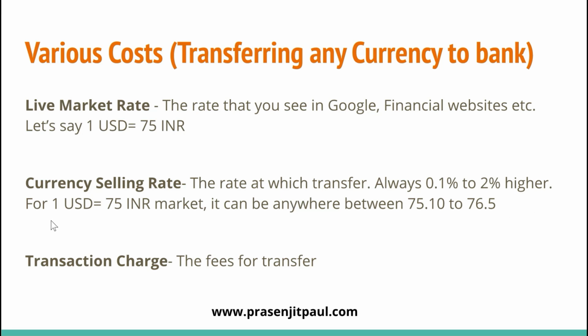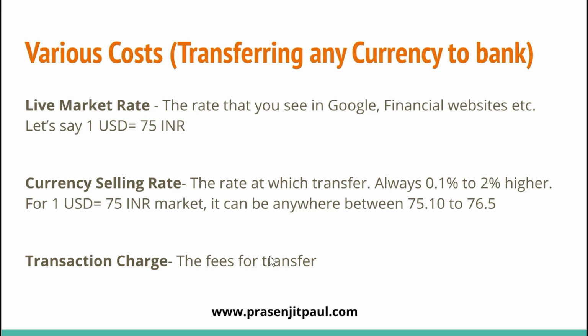For example, if as of now 1 USD is 75 Indian rupees, then this currency selling rate can be anywhere between 75.1 to 76 or up to 76.5. So you can see this is a big range, and various banks and financial institutions charge various amounts. So if you can opt for the lowest provider who offers the best currency selling rate, you can save a lot of money. Then the next charge is the transaction charge.